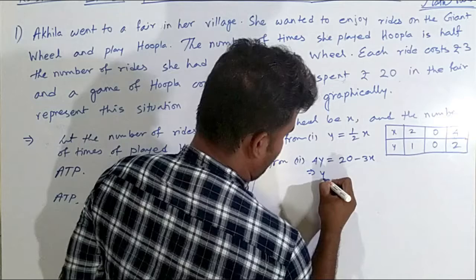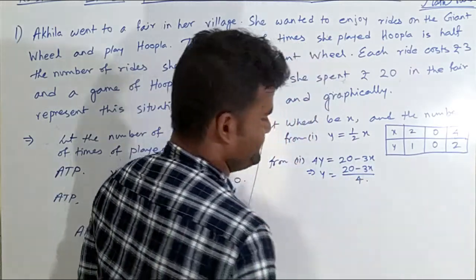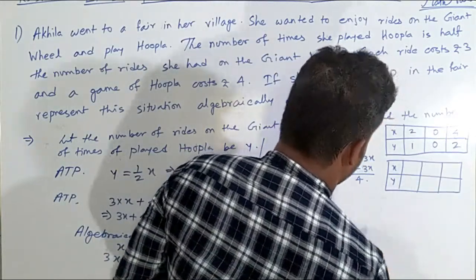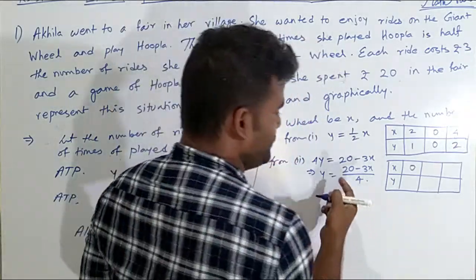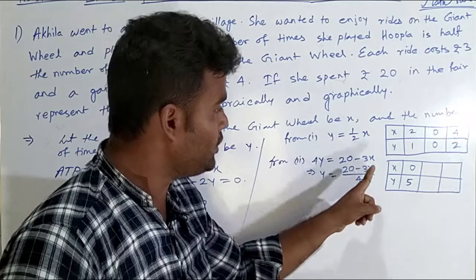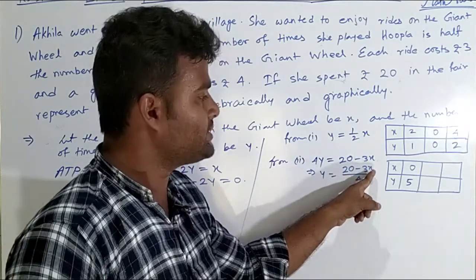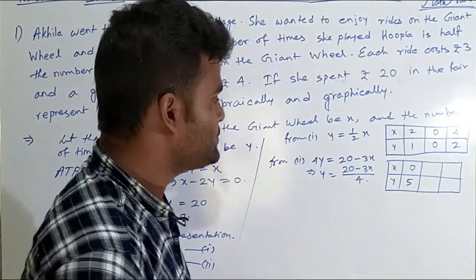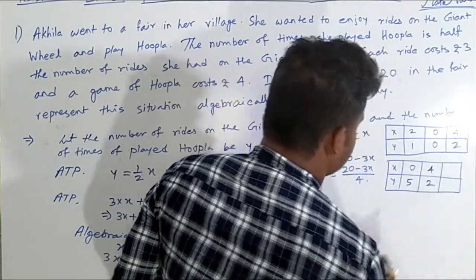That implies y is equal to (20 minus 3x) by 4. Okay, now the table of x and y. Now look, if we put 0 for x, then it will be 20 by 4, that is 5. If we put the value of x as 4, that is 3 into 4, that is 12, 20 minus 12, that is 8, 8 by 4, that is 2. If x is equal to 4, then y equals 2.